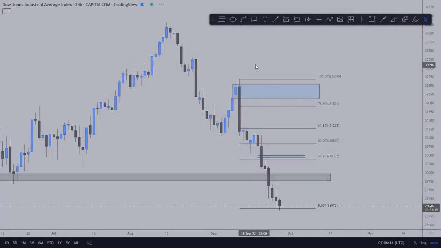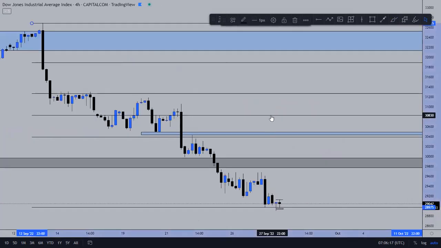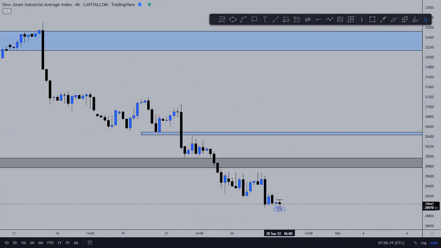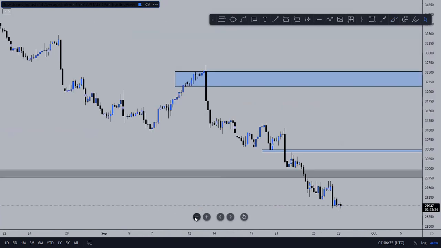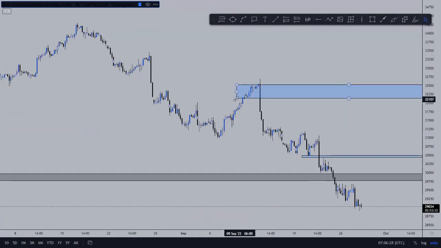Let's go to the 4-hour. Let me just remove this. Remove that. Let me just refine the zones.